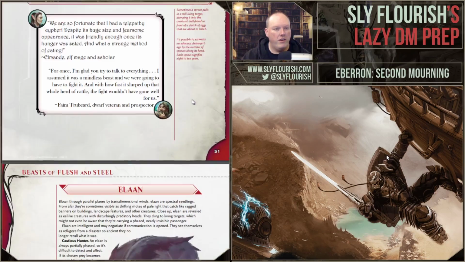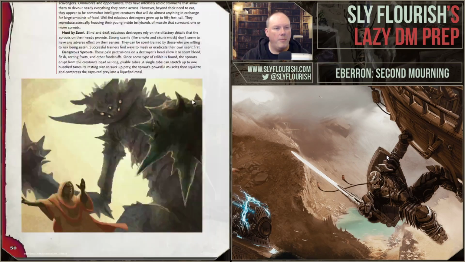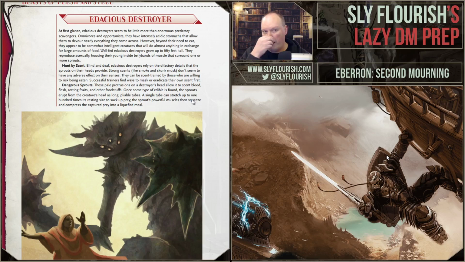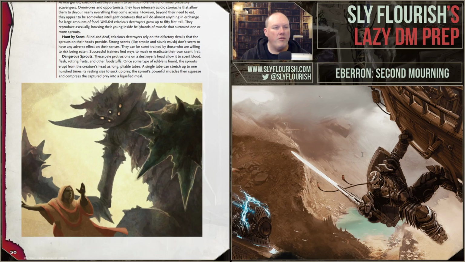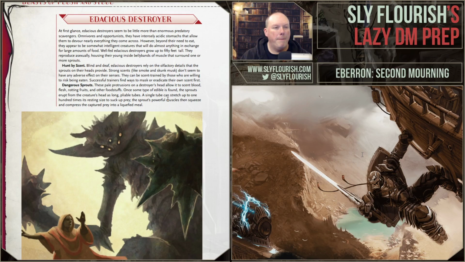Audacious Destroyer. I don't think there's even a name. Oh, there it is. Look at that thing. At first glance, Audacious Destroyers seem little more than enormous predatory scavengers, omnivores. They have intensely acidic stomachs that allow them to devour anything they come across, beyond their needs to eat. They appear somewhat intelligent creatures, and will do almost anything in exchange for large amounts of food. Well-fed Audacious Destroyers grow up to be 50 feet tall. They reproduce asexually, hunt by scent, dangerous sprouts.